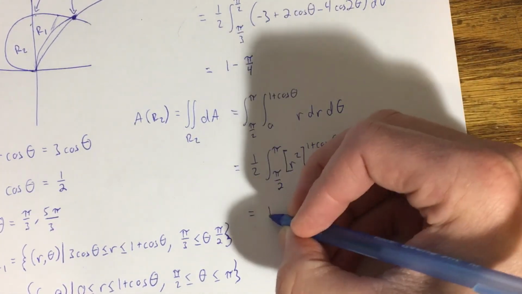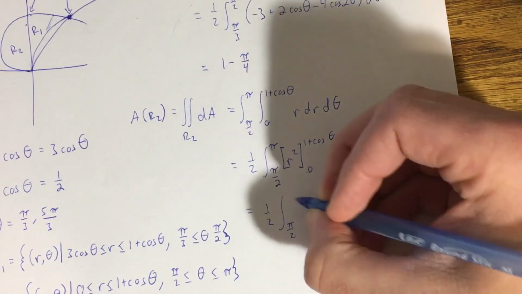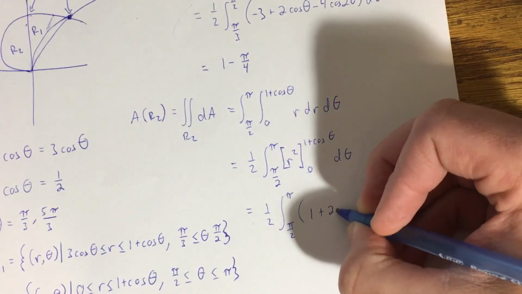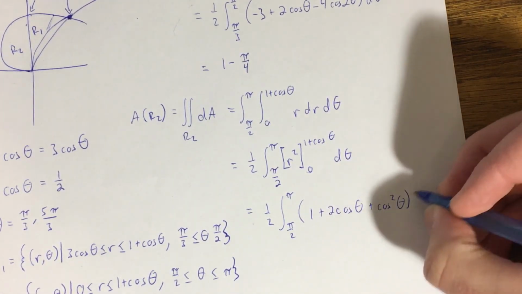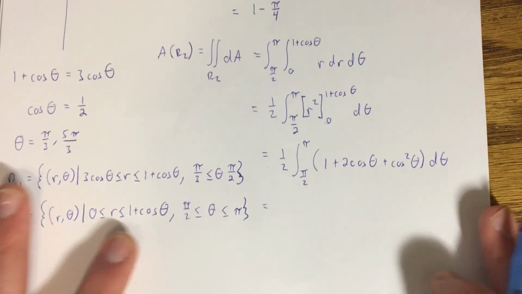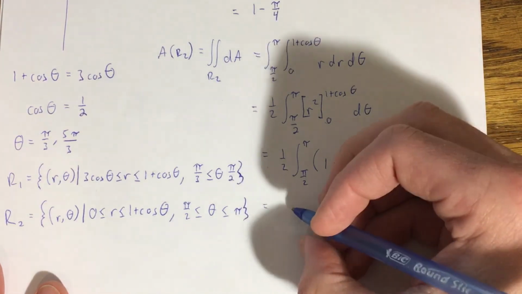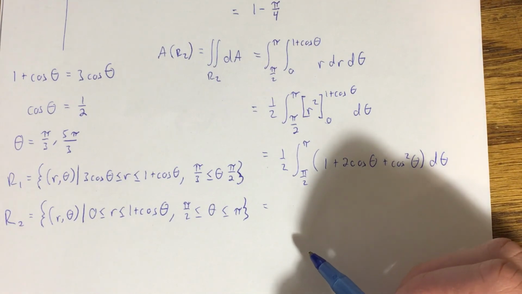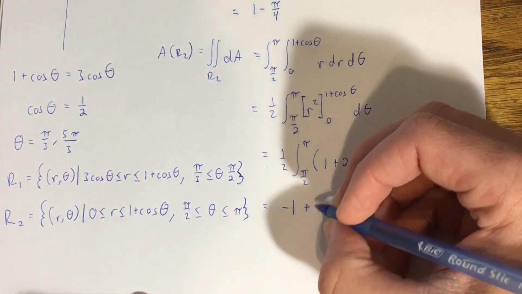This is equal to 1/2 times the integral from pi over 2 to pi. If I square that, I'm going to get 1 plus 2 cosine of theta plus cosine squared of theta d theta. All right, and again, very similar to the previous integral. If I wanted to evaluate that, I'm going to need to use a reduction formula here. But again, skipping the steps just to save some time, what this integral ends up coming out to is negative 1 plus 3 pi over 8.